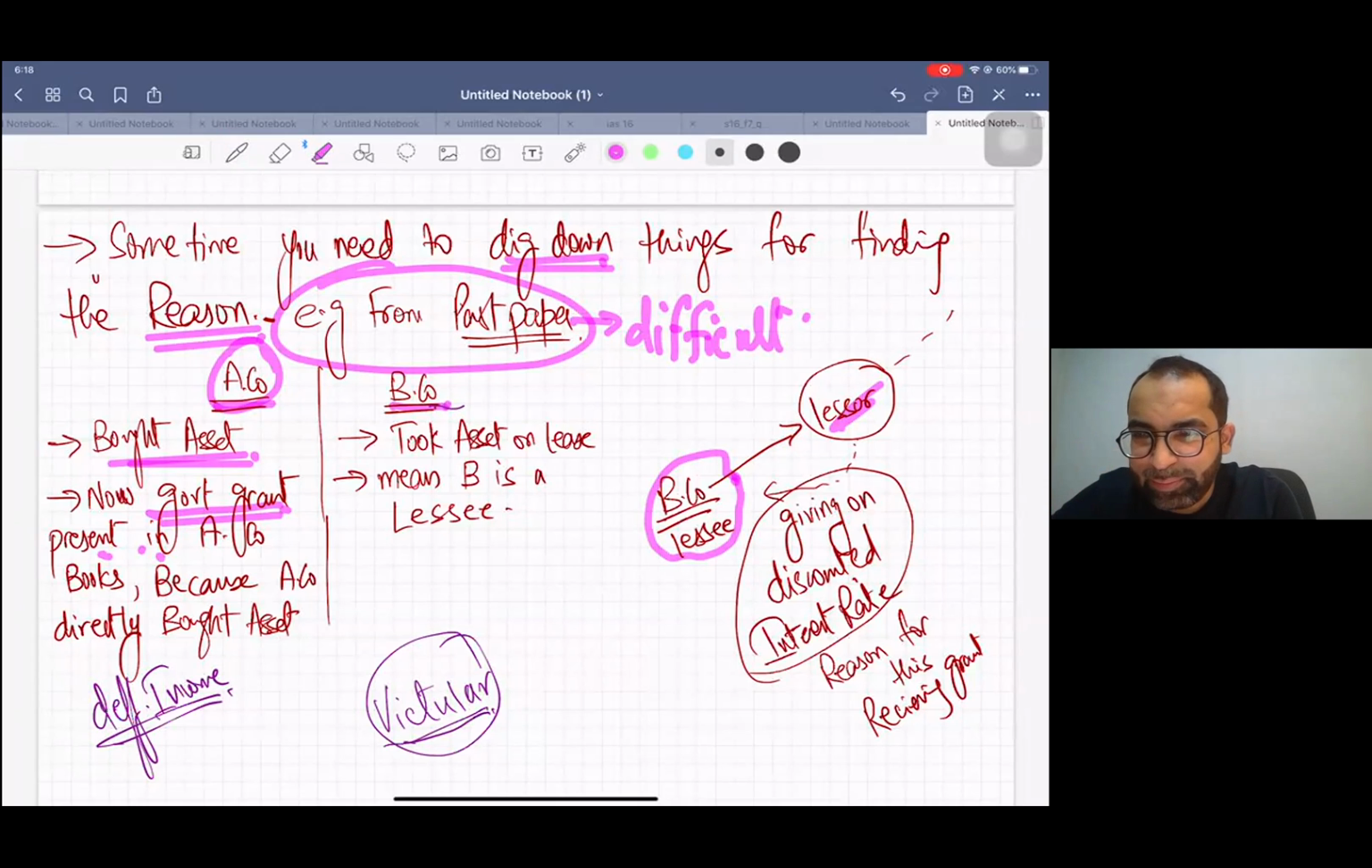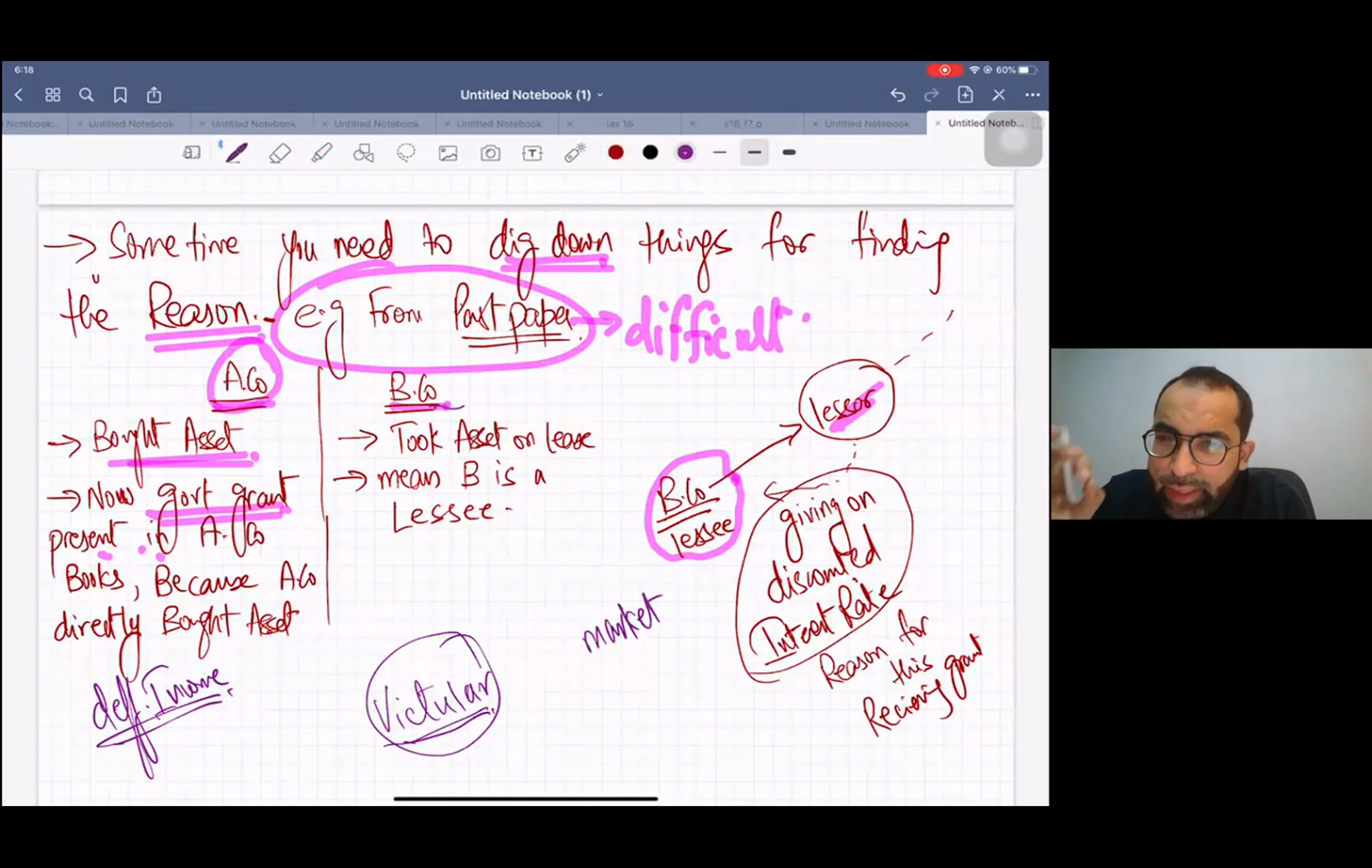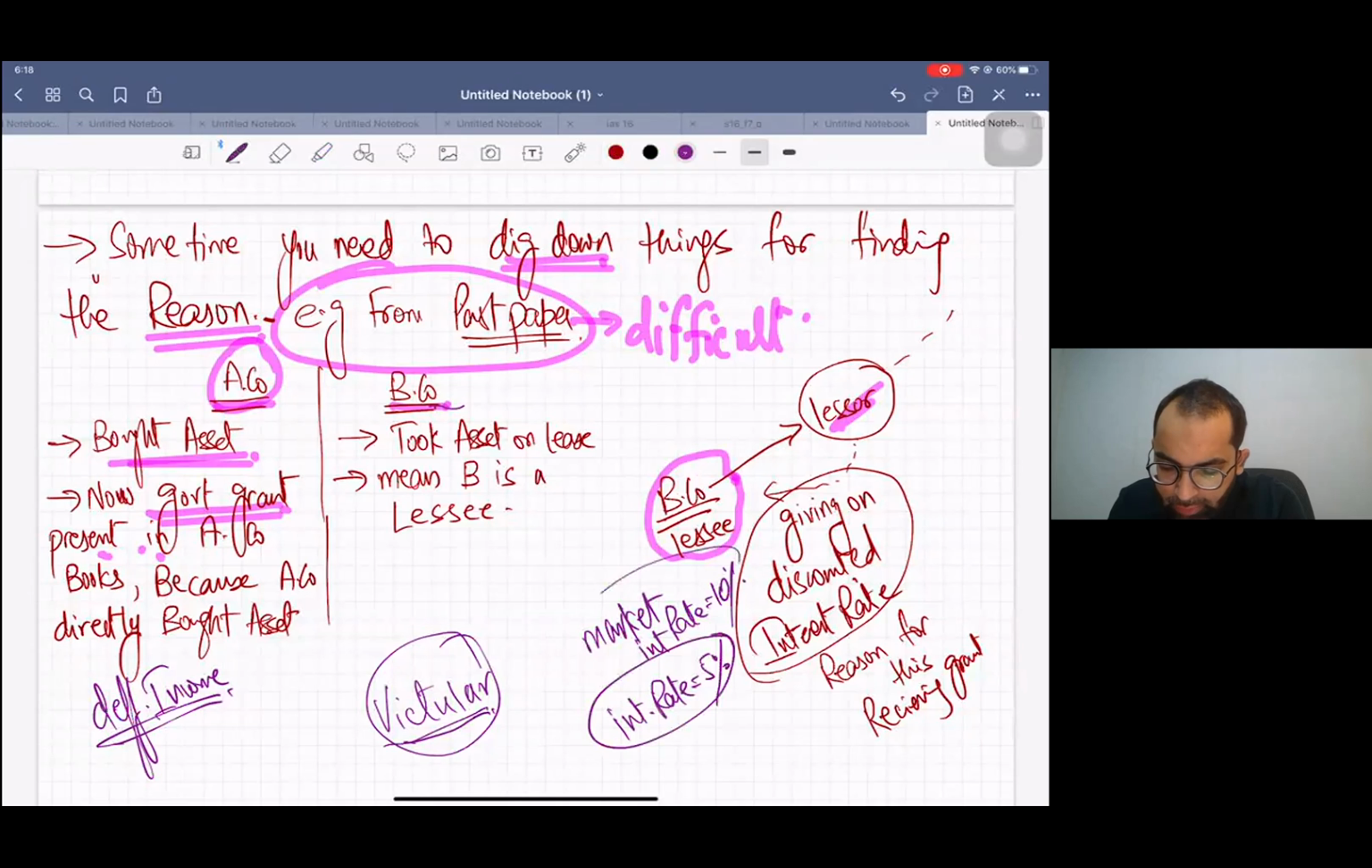And now, wait, the real game. In the question it is written that the lessor has given a discounted interest rate. You remember the finance lease. In a finance lease, there is an interest rate, like a loan. For example, the market interest rate is 10%, but the lessor is charging just 5% interest rate from us.